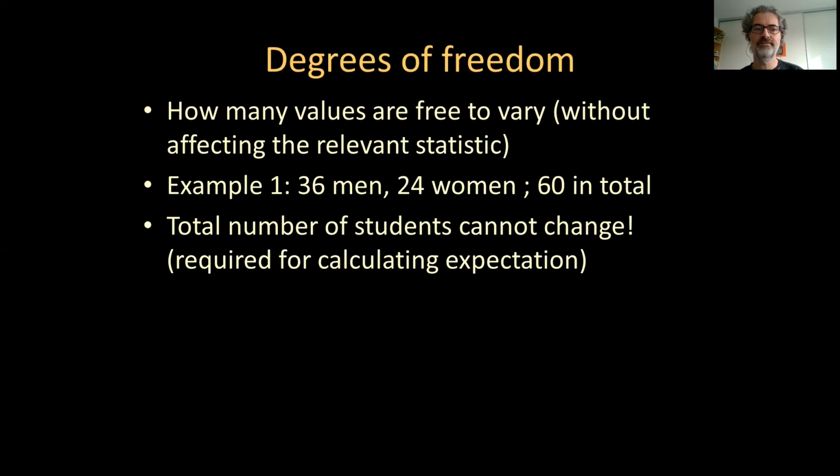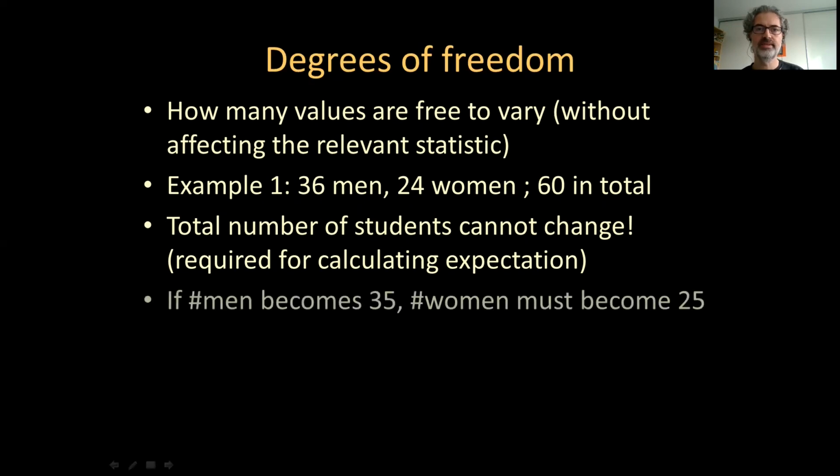So one of these 2 values is free to vary, either one, but if one varies, the other one must compensate. So the second value is not free because it's constrained by the total. Therefore, when you have 2 categories, and because only one of the 2 can vary, there is only 1 degree of freedom. So 2 categories, 1 degree of freedom.